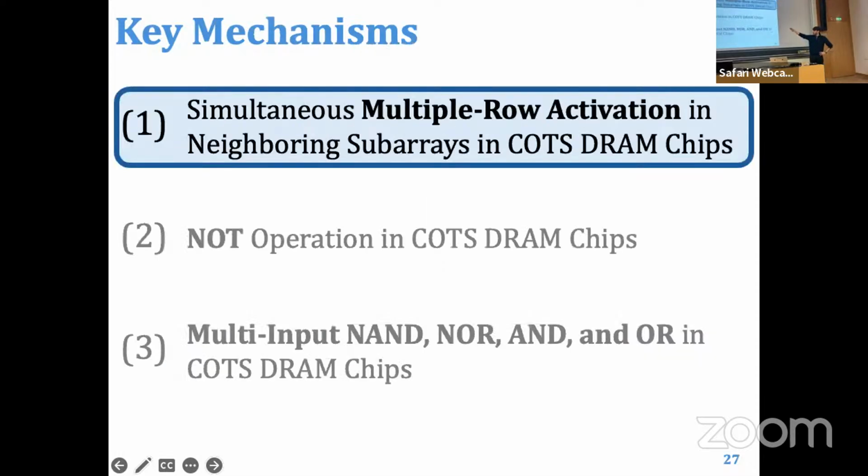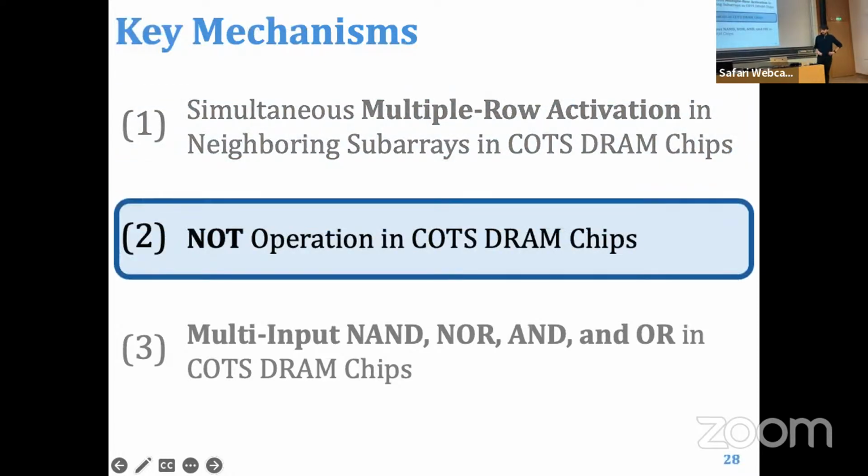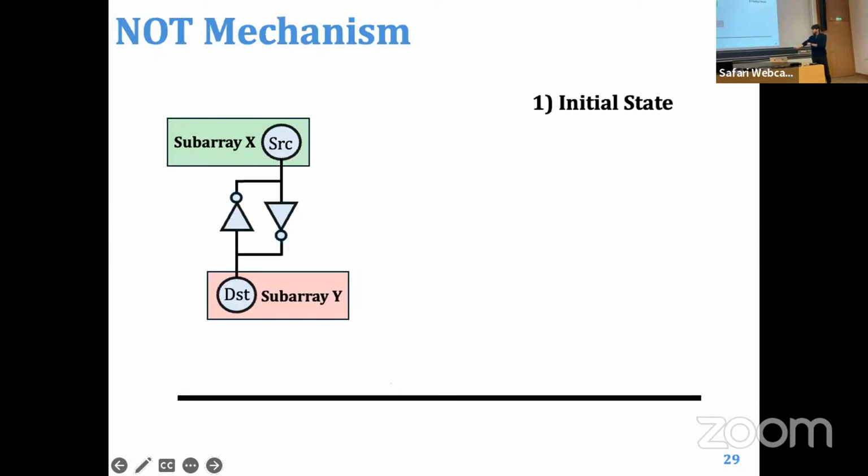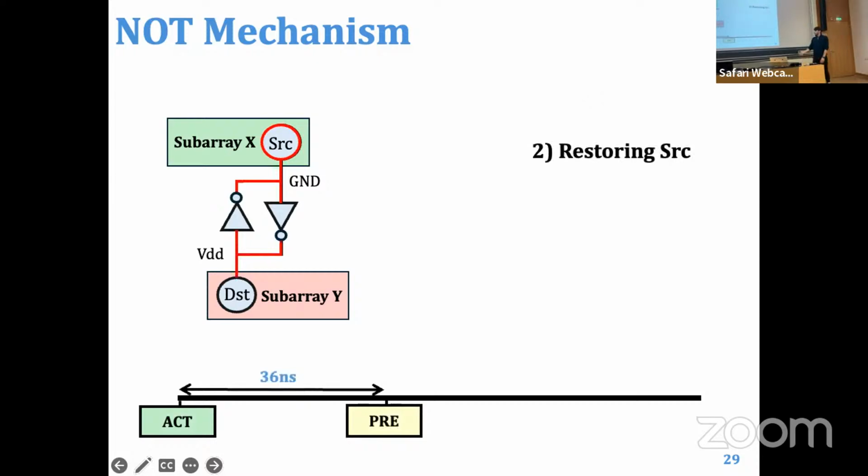So once we have this done, we can move on to the actual mechanisms that perform the useful operations. First of all, we have the NOT operation. So we have 1 cell from the first subarray and 1 cell from the second subarray. We suppose that the source cell is charged to 0 for this example. And first of all, we activate the specific row. We see that at the beginning, the connectors have a voltage of VDD over 2. Then we pre-charge without violating the timing constraint.